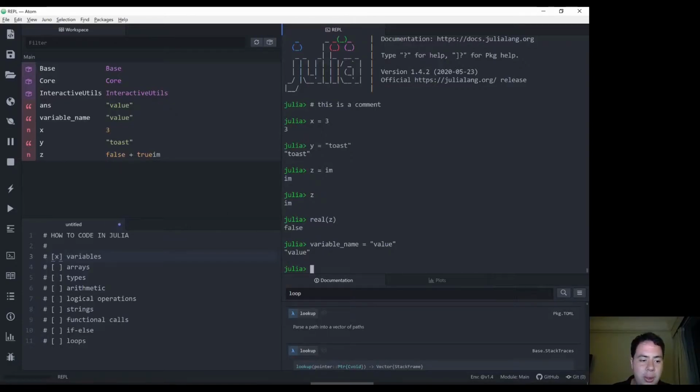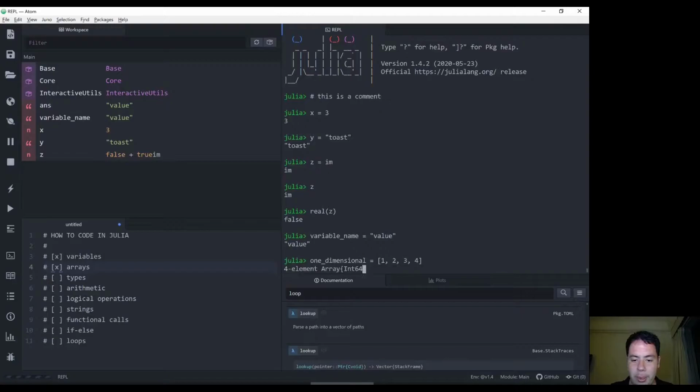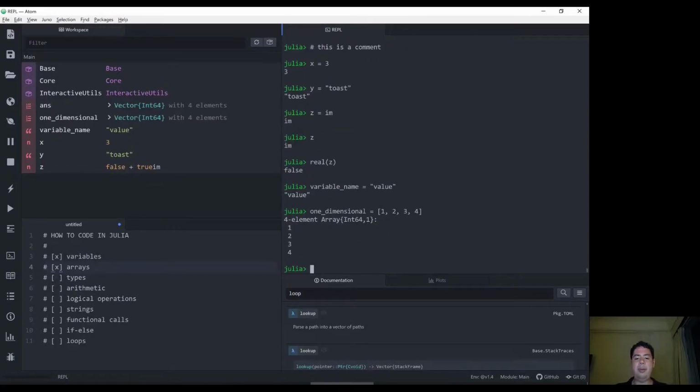But first I want to declare some arrays. So my next step is arrays. What I've learned about arrays is there are simple one-dimensional arrays, for example a four-element array. And there are also two-dimensional arrays.